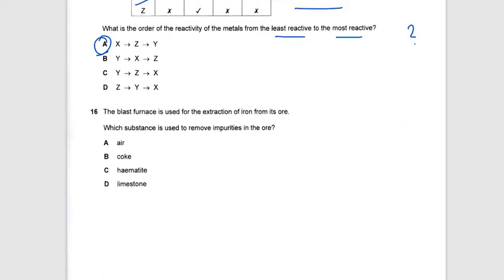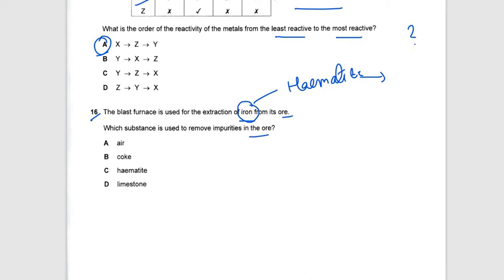Now let's see question number 16. The blast furnace is used for the extraction of iron from its ore. Okay, what ore do we mainly use in your syllabus? The hematite, right? So please go through the process. They have given you a step by step process, and write it in a notebook. Make nice steps. Which substance is used to remove the impurities?